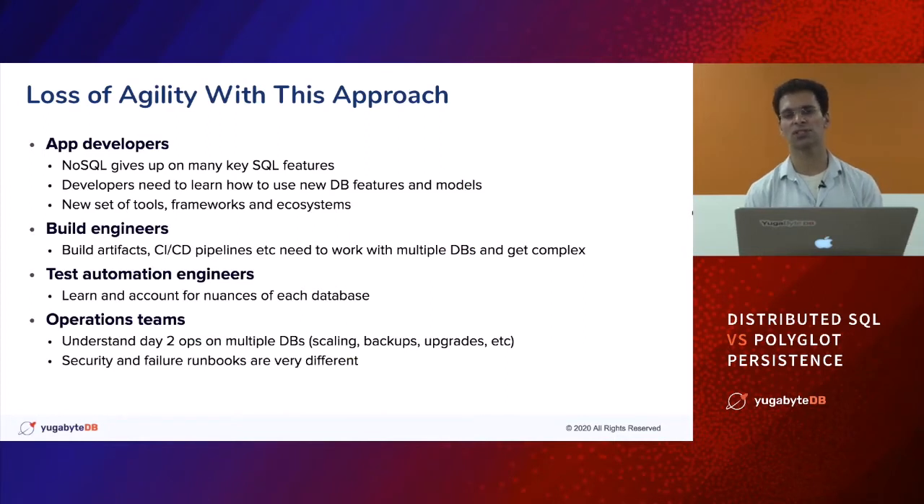On the test automation engineers, test automation is extremely important for CI/CD to increase agility and deliver so that you are completely automating your tests. You now need to learn and account for the nuances of every type of database. Hey, what happens in this database if I upgrade the software, but I don't do that in the other service? Or you just have to worry about a much more complicated feature matrix set and an inter-compat testing set.